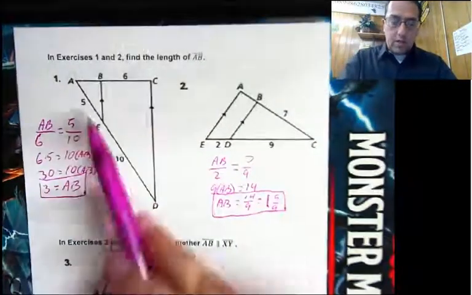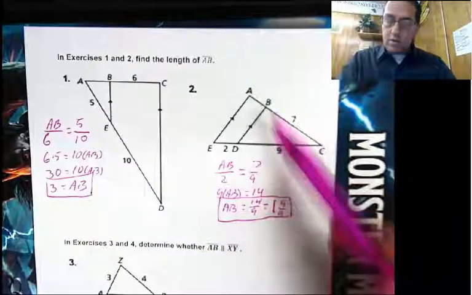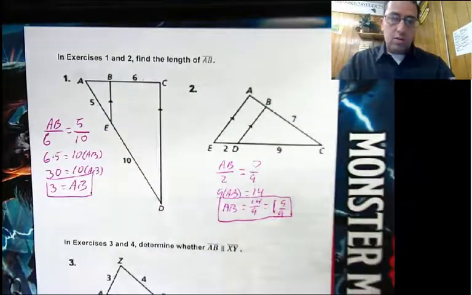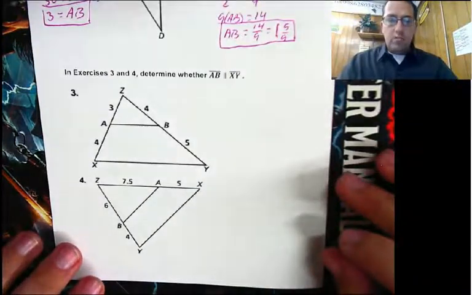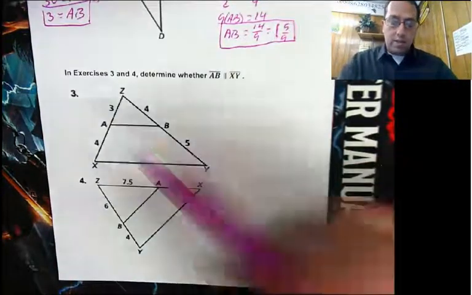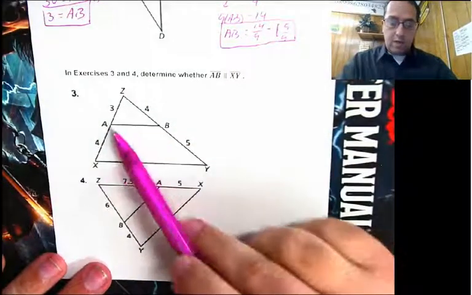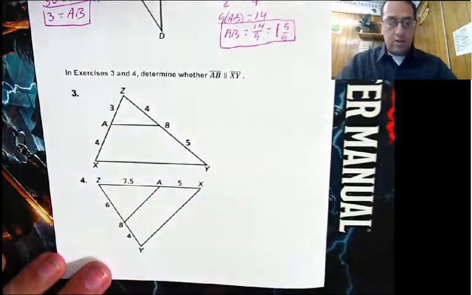Alright, so there's that. It's proportional. Doesn't matter if you set it up going sideways next to each other or if you go across the triangle. It's still good. Alright, let's take a look at numbers 3 and 4. What we're going to do here is we need to determine, is the line parallel? It's given me all the pieces. I want to know, is AB parallel to XY?